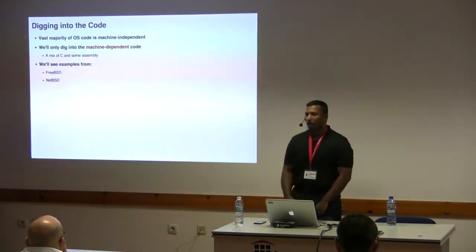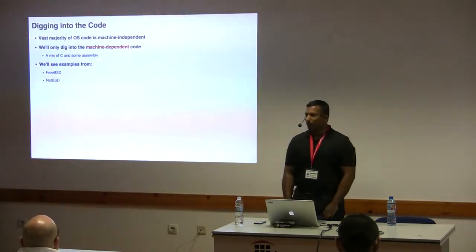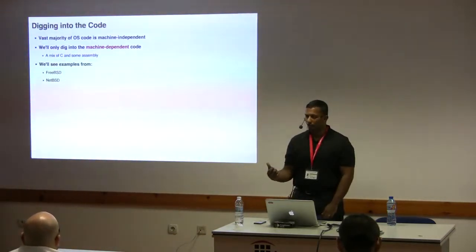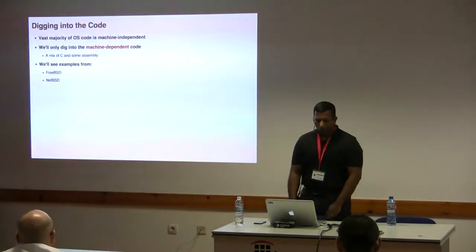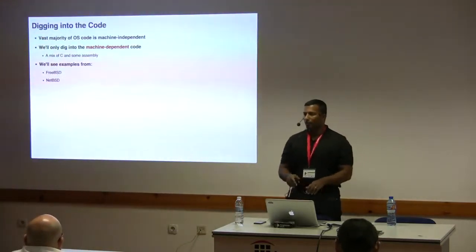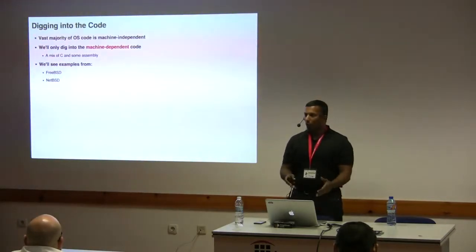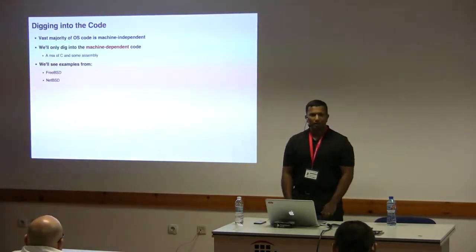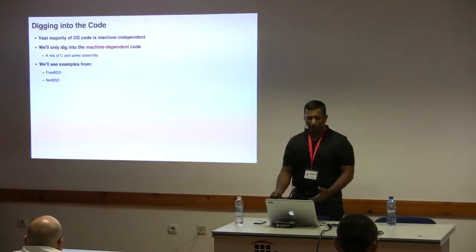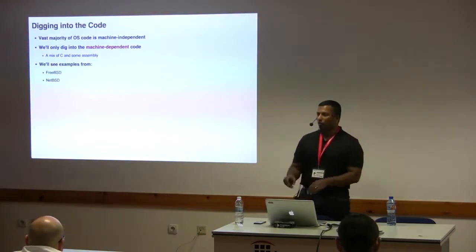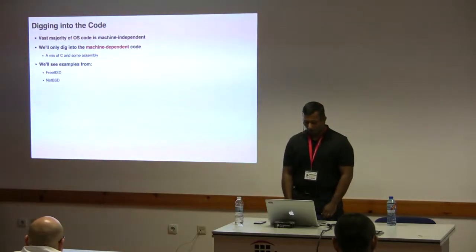Now that we've gone into the basics of the ARM architecture and I've shown you where to get more documentation, we can start digging into the code. The vast majority of your OS code is going to be machine independent, so it's the same across all the architectures. A small portion is machine dependent, which is ARM-specific code. This is usually a mix of C, some assembly, and inline assembly. We're going to look at some examples from FreeBSD and NetBSD and go through the machine-dependent initialization of the kernel.